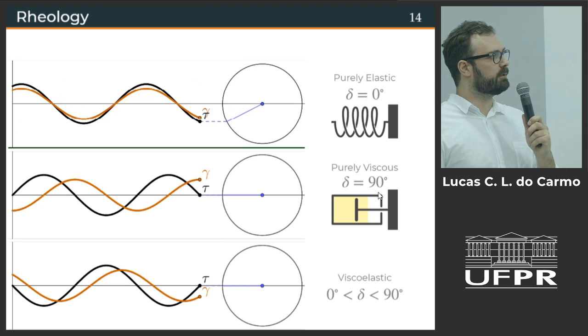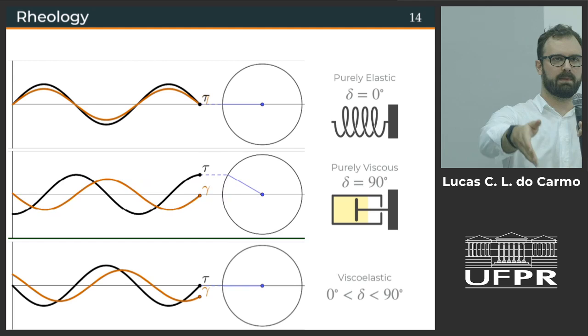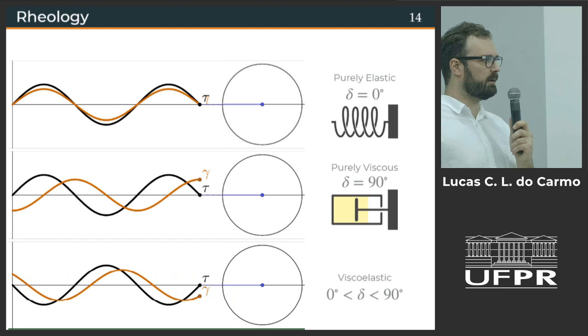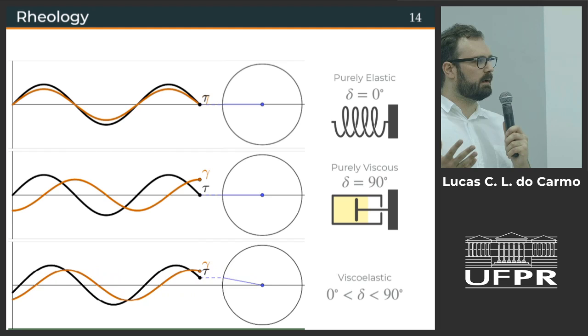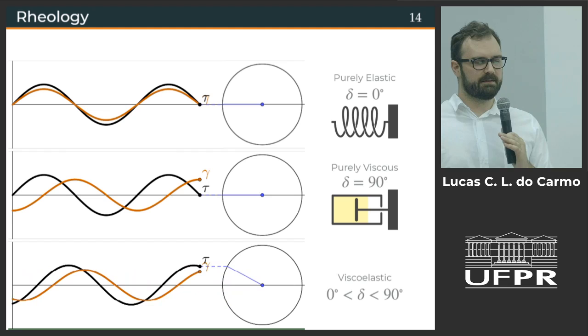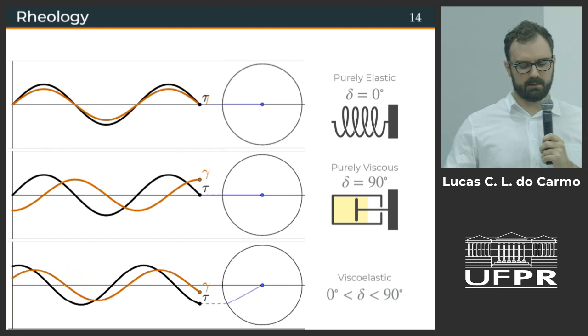Now for purely viscous materials, we have a 90 degree phase angle between the tension that is being applied, the shear stress, and the deformation that the sample is exhibiting. And for viscoelastic materials, which most materials are, we have a difference: the shift in the angle is bigger than zero and smaller than 90. So materials that have a delta between 0 and 45 degrees are more elastic, and materials that have more viscous properties are between 45 degrees and 90 degrees.